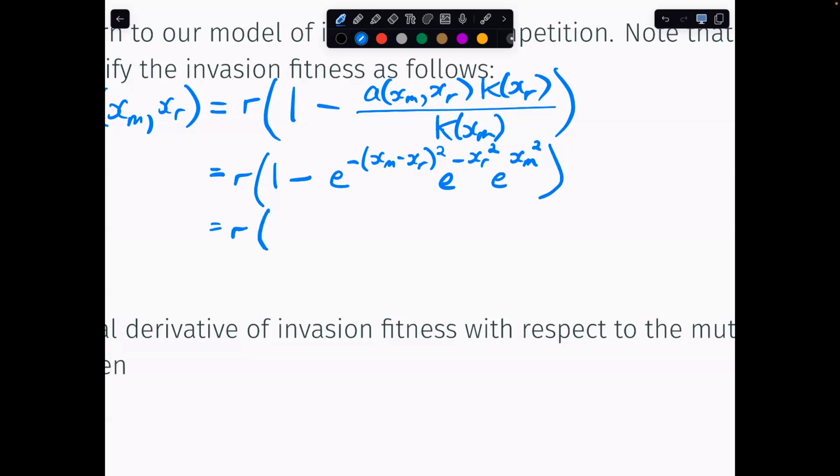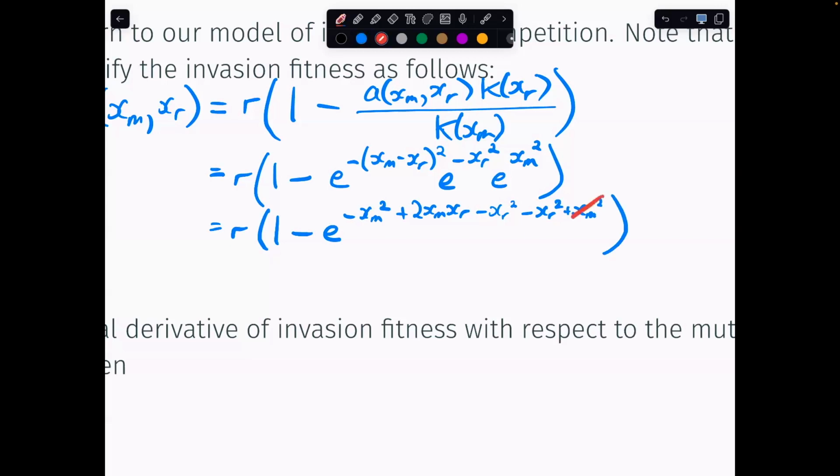Okay, so these are just a collection of exponentials. They're multiplied together, so we can just add all the exponents together. So we'll get e to the minus, if we expand this (xm minus xr) all squared term, we're going to get a minus xm squared, a plus 2 xm xr, a minus xr squared. We've then got from these final two terms a minus xr squared and a plus xm squared.